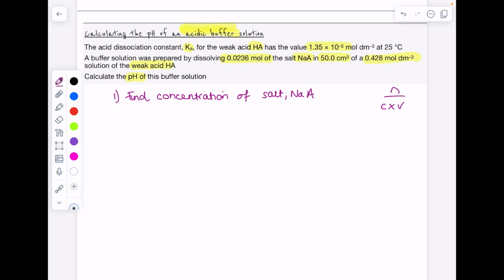In step 1, we're finding the concentration of our salt, NaA. So concentration, remember, is number of moles divided by volume. We know the number of moles is 0.0236. The volume we were told was 50 cm³. Divide that by 1,000 to get it into dm³. Our concentration is 0.472.